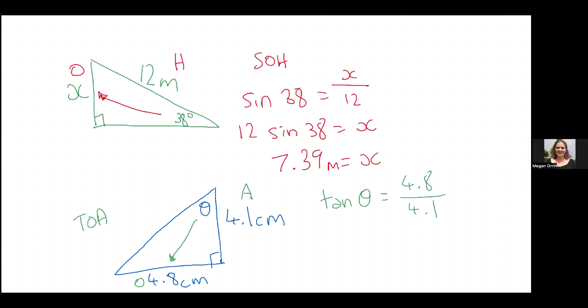How do I find an unknown angle? Inverse tan. Inverse tan, good. So I take the inverse tan of whatever this is. Tell me what that is. What is it? 49.5 degrees. All right. Today is all about finding the right ratio, labeling your triangle properly, and using that for some application questions, okay?